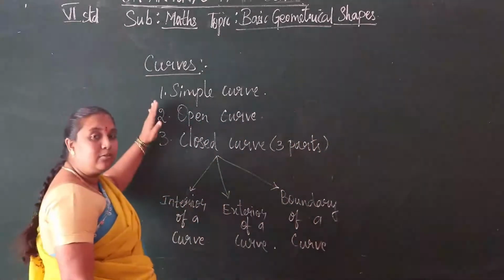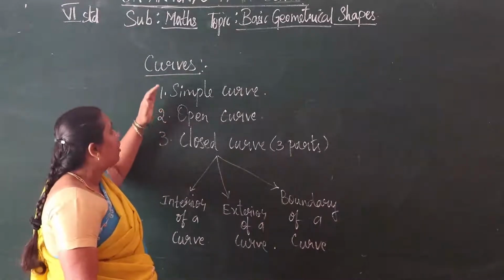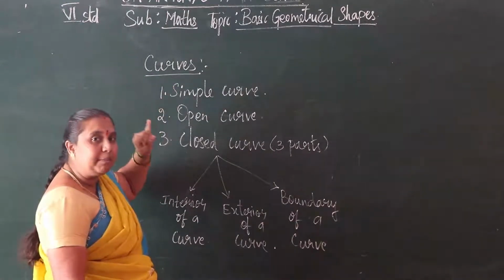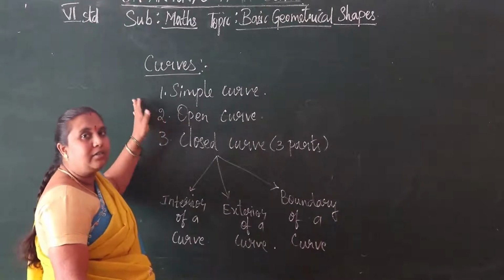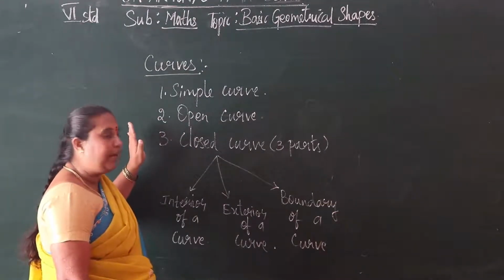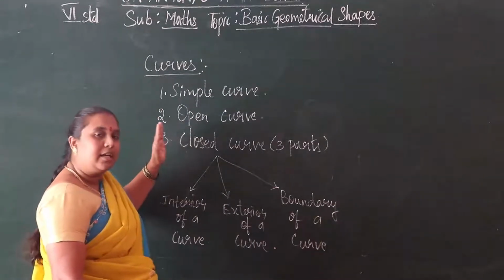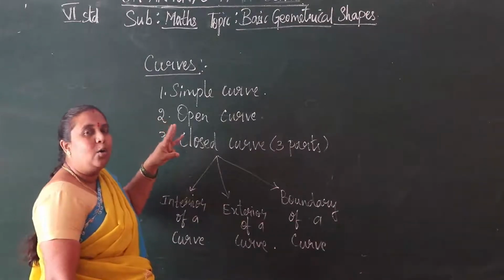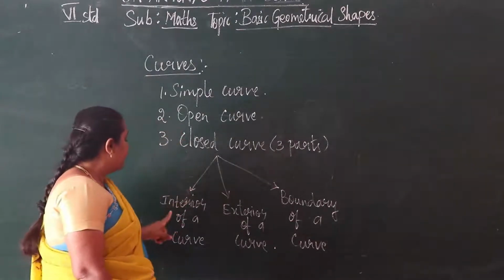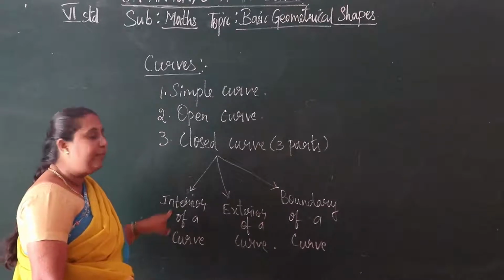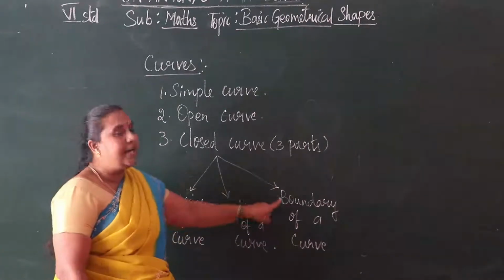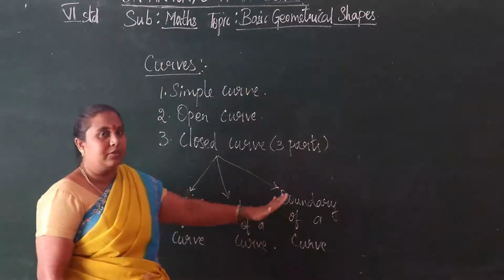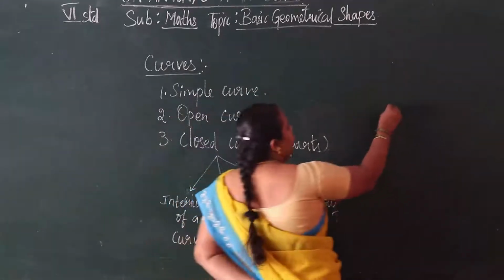See, curves we are seeing now. What are the types of curves? Simple curve, open curve, and closed curve. Okay, so a closed curve has three parts. What are the three parts? See, interior of a curve, exterior of a curve, and boundary of a curve. Okay, let us see with an example.